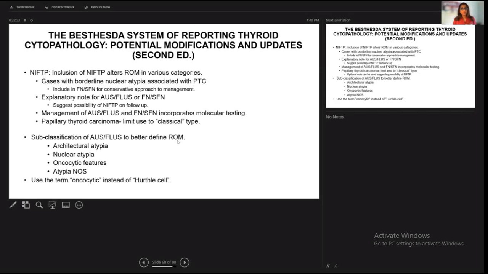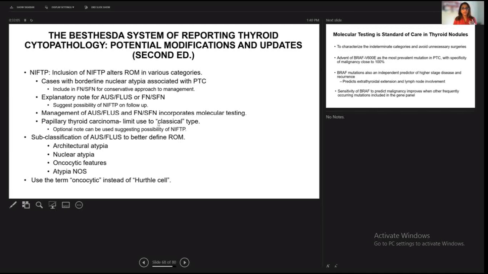Right? And that way they can use molecular testing in these nodules and then make a definitive management rather than going aggressively. And also try not to classify papillary thyroid carcinomas by what variant it is. Just limit the way you call PTC to classical type. And if you're really thinking about a NIFP, you can have an optional note suggesting NIFP. So don't go looking for variants in PTC in cytology.